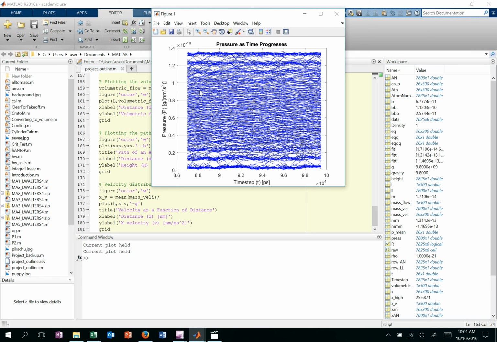And this is the pressure of all of the water molecules as they progress over time. And you can use this data for the same reasons that we used for the previous one.